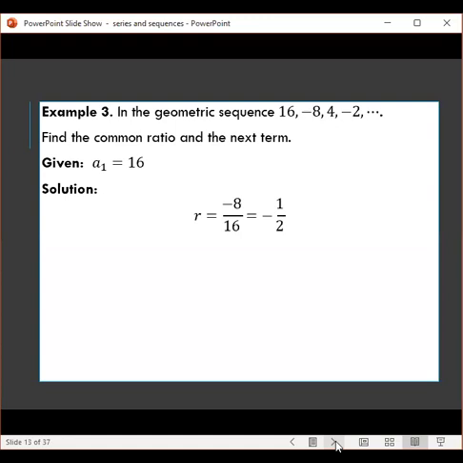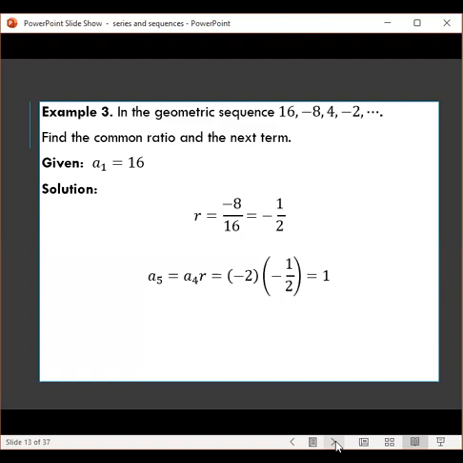Because you know already the common ratio, how do we find the next term? To find the next term, all you need to do is multiply the common ratio by the last term in the sequence. The last term is negative 2. You multiply it by the common ratio, which is negative 1/2, and you get positive 1. So our fifth term in the geometric sequence is 1. How about the sixth term? The fifth is 1, the common ratio is negative 1/2, so 1 times negative 1/2 is negative 1/2. That would be the sixth term.